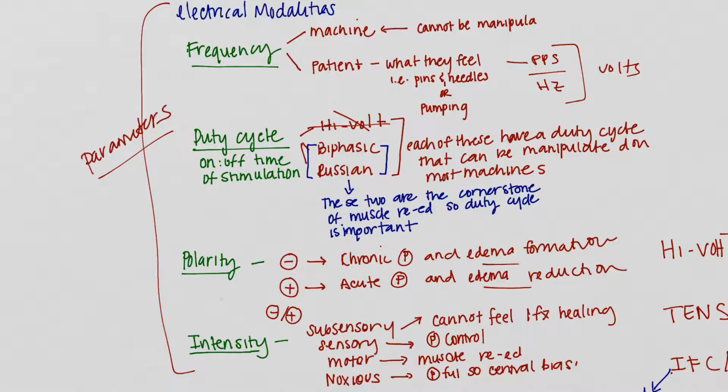I was going to use reduce, but that's not the correct term. Our positive polarity, however, is used for acute pain, but then also used to reduce edema that's already there. Does that make sense?